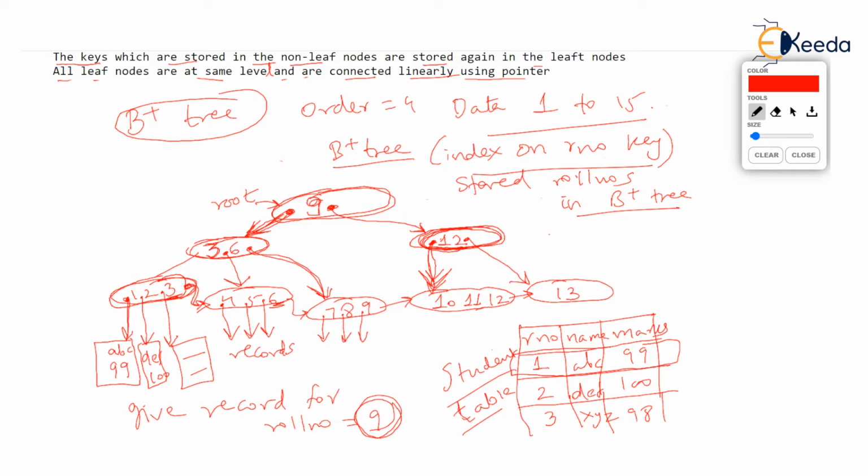And once it reaches the leaf where 9 is stored, it will use the pointer of 9 and it will get the name, whatever is the name, LMN, and the marks of 9. That's how a record can be easily fetched for any student based on the roll number. So typically, we write the SQL query as select star from student where roll number is equal to 9.